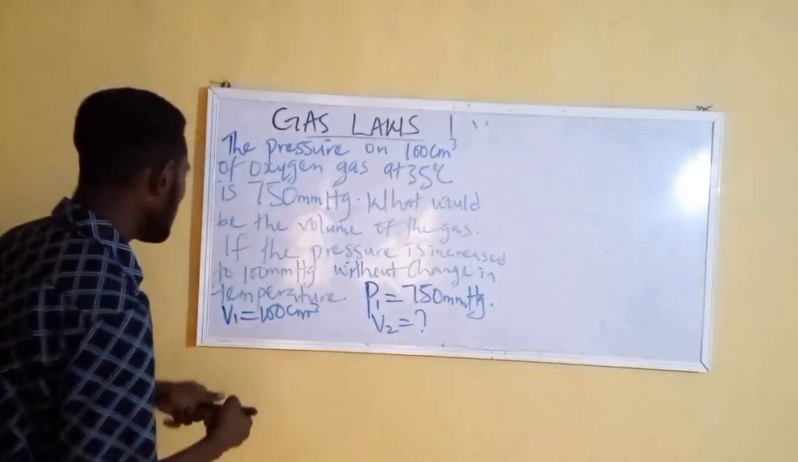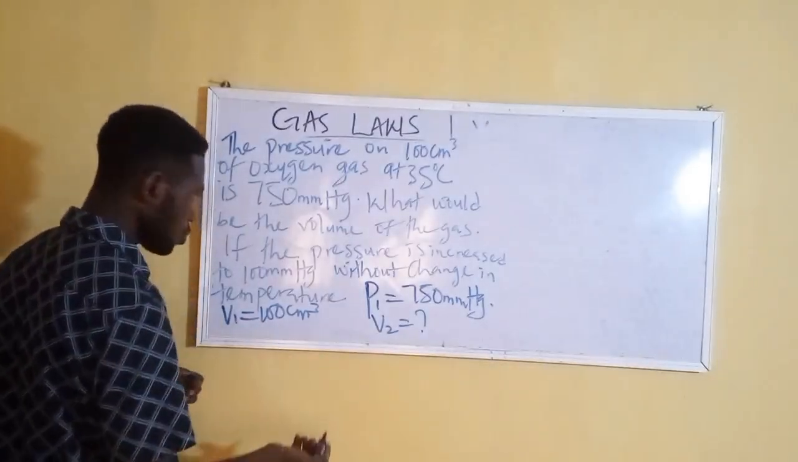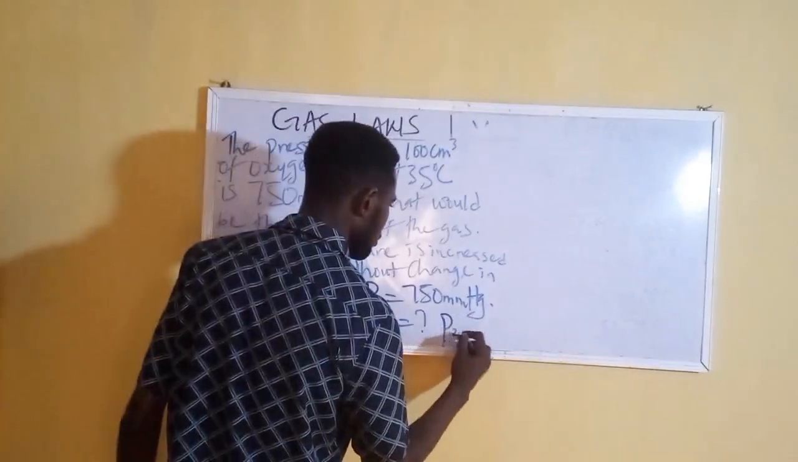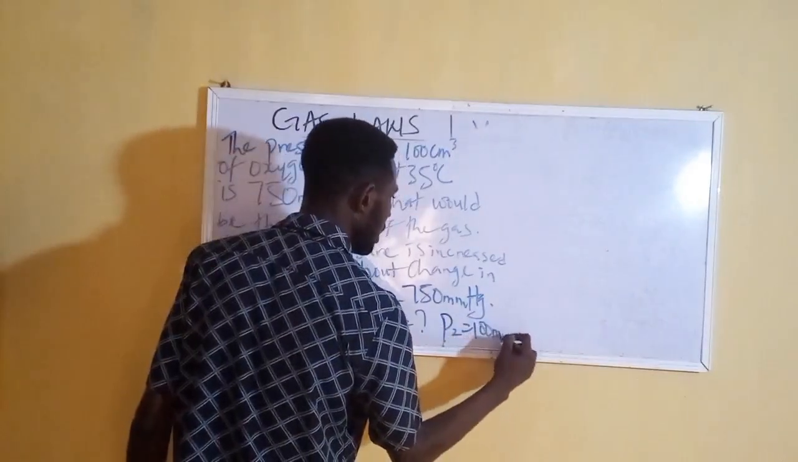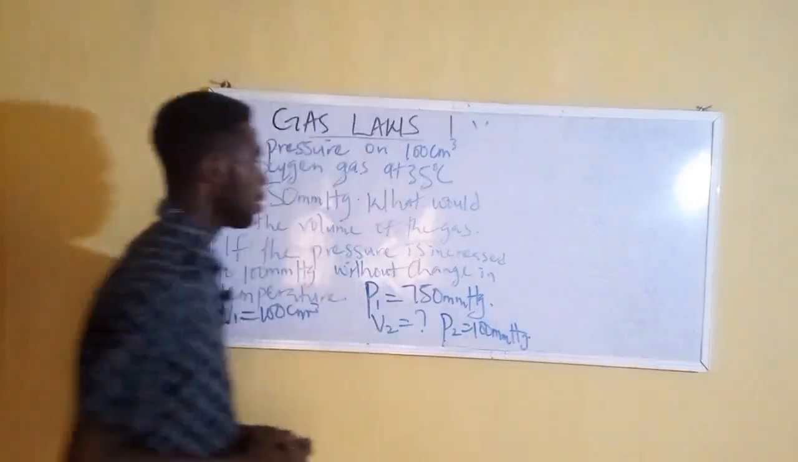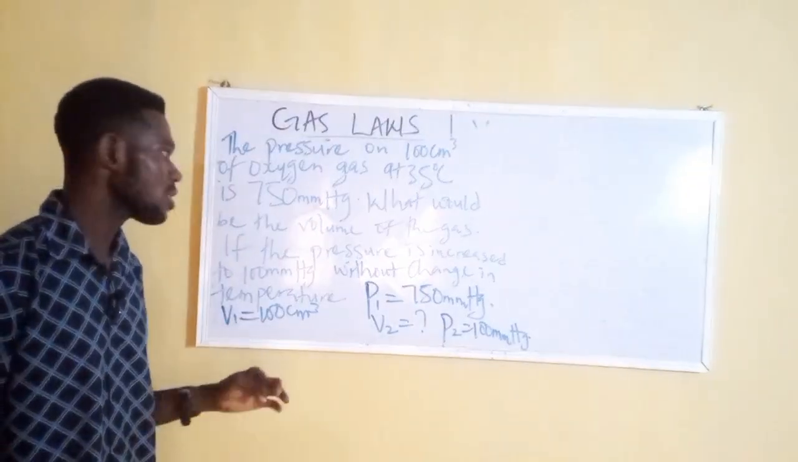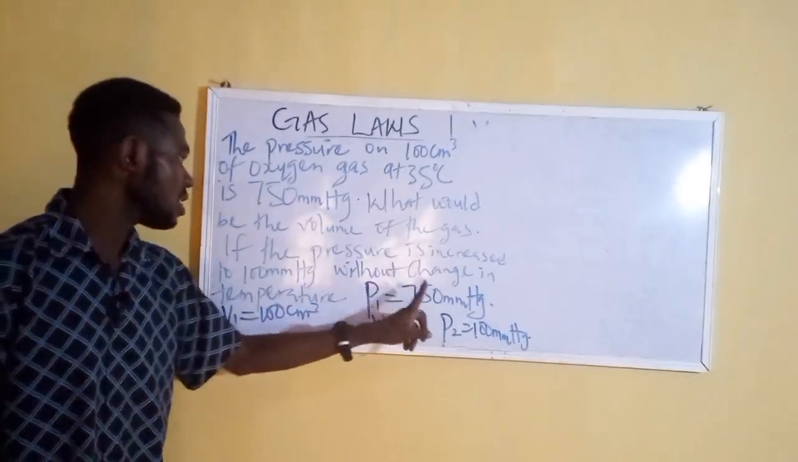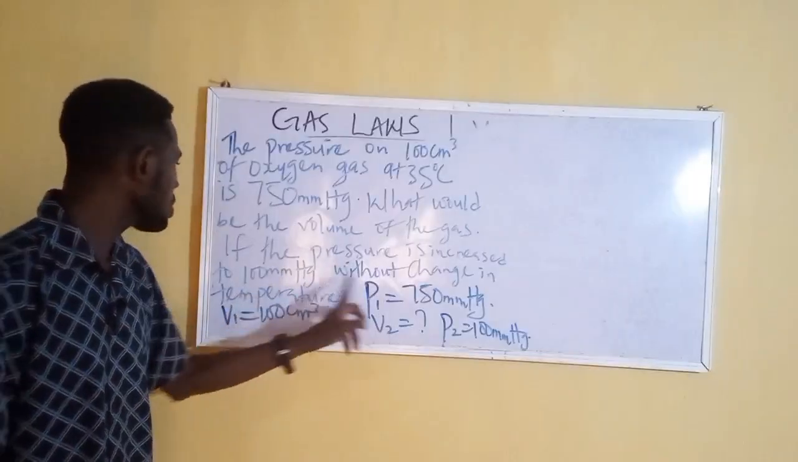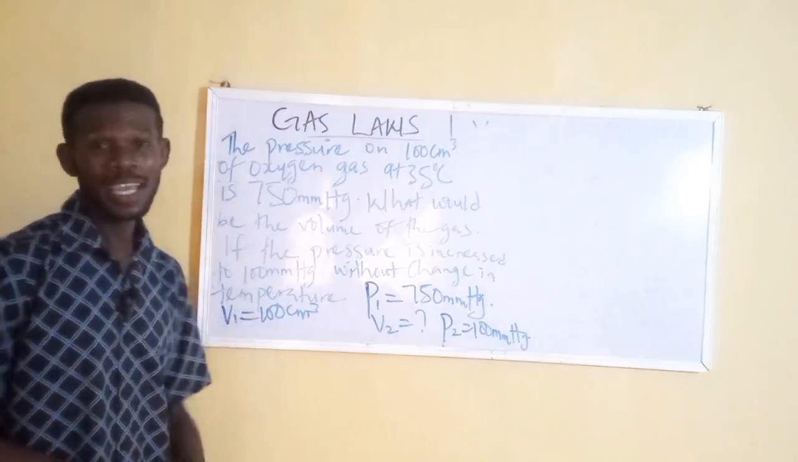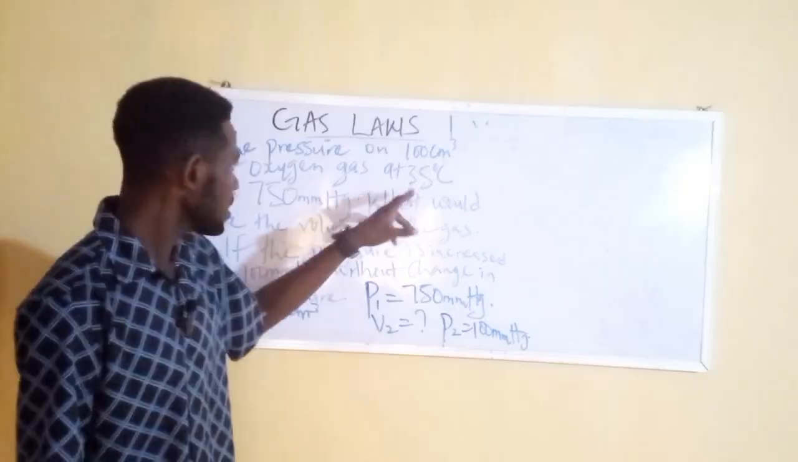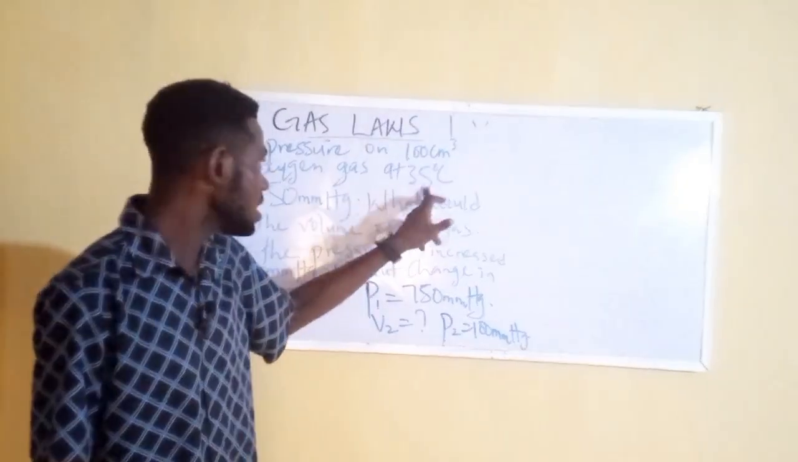Yes, so that means we have a P2, which is 100 mmHg. Now, you might wonder why I didn't write my 35 degrees Celsius, because they said it does not change. There is no change in temperature. Hence, we do not need this T1. We do not need this T at all.